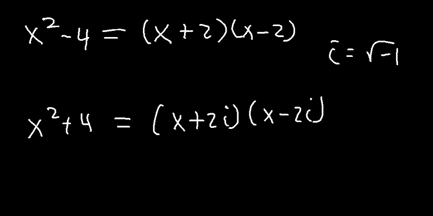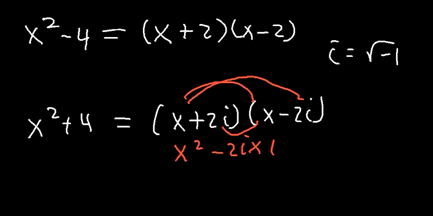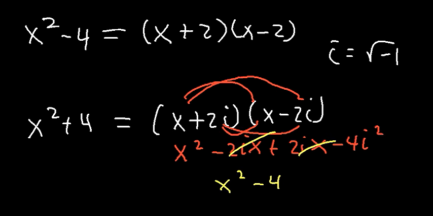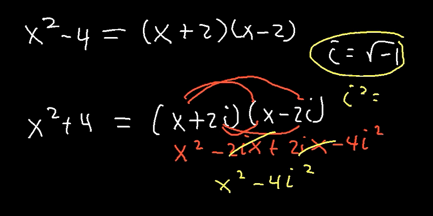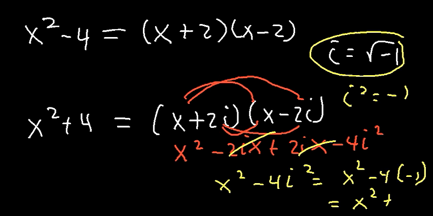But I'm going to FOIL it. x times x is x squared. x times -2i is -2ix. 2i times x is plus 2ix. And 2i times -2i is -4i squared. So the two middle terms cancel, and you get x squared minus 4i squared. Now notice that i is the square root of negative 1. i squared is equal to negative 1. So what you now have is x squared minus 4 times negative 1, which is x squared plus 4. So that's how you can factor the sum of perfect squares using imaginary numbers.